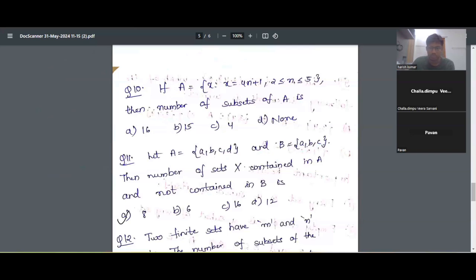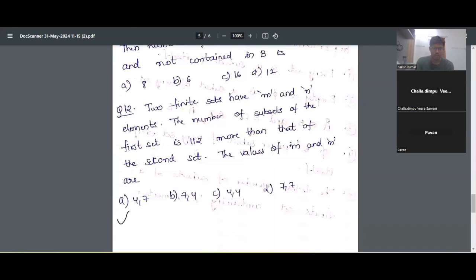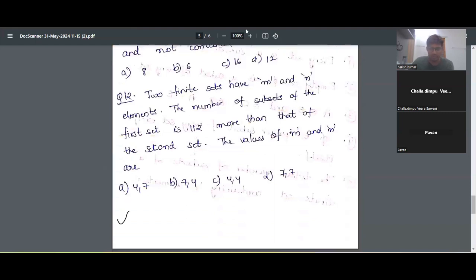Two finite sets have m and n number of elements. The number of subsets of the first set is 112 more than that of the second set. If the first set has m elements, then it will have 2 to the power m subsets, and the second set will have 2 to the power n subsets. It is given that the first set contains 112 more subsets. That means their difference is equal to 112.